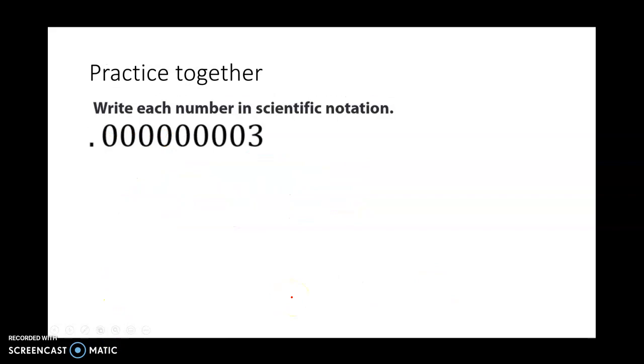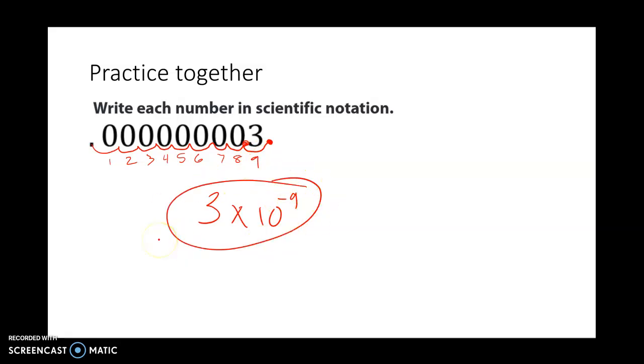Here's another one. So let's move that decimal 1, 2, 3, 4, 5, 6, 7, 8, 9 times. I can't stop one early because that's 0.3, and that is not a number between 1 and 10. So it's going to be 3 times 10 to the, we got 1, 2, 3, 4, 5, 6, 7, 8, 9, to the 9th power, but don't forget it's a -9. Small numbers, negative exponents. Big numbers, positive exponents.